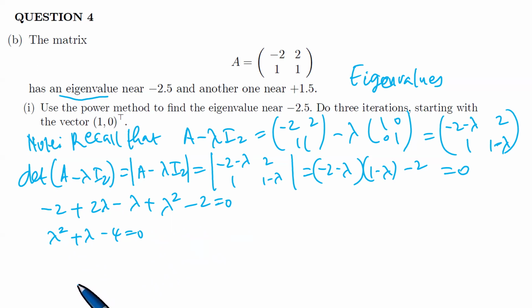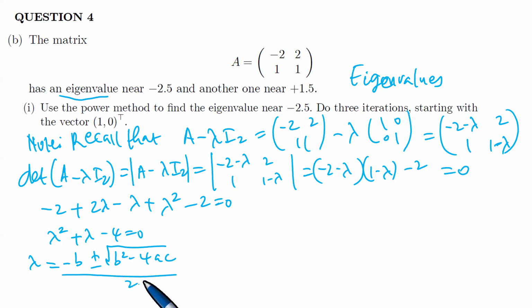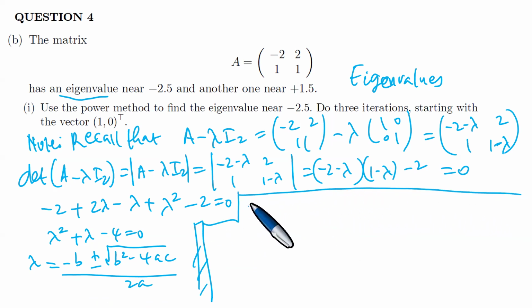Okay, now what would this be? So this would be lambda equals, from the standard quadratic, minus b plus or minus the square root of b squared minus 4ac, all over 2a. This is the standard quadratic, giving us lambda equals minus b, plus or minus the square root of the following.